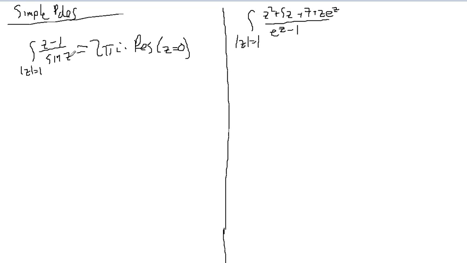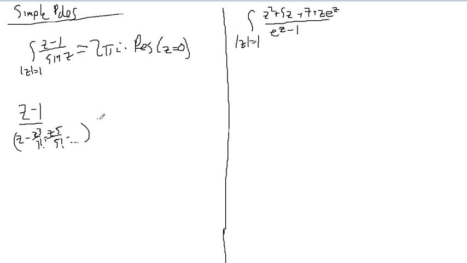You can see that the top is holomorphic everywhere, it's entire, and the bottom has zeros at n pi, but there's only one of those in the circle of radius 1, centered at the origin. So z equals 0 is the only problem. If you do a quick check, you can see that the denominator has a power series: z minus z cubed over 3 factorial plus z to the 5th over 5 factorial. (That should have been 3 factorial.)